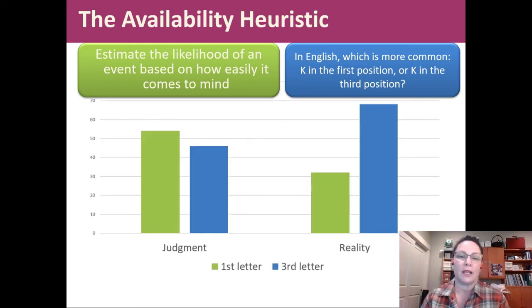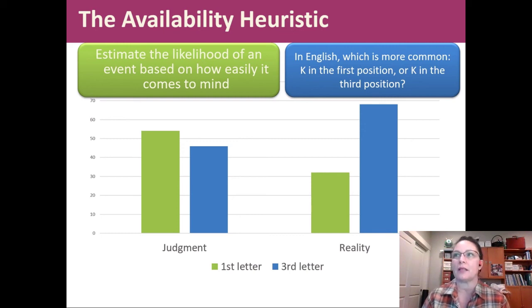And in the research, what they found is that people judged, that's the left part of the panel, that K was the first letter more often than being the third letter. In reality, some poor grad student back in the day, this study was conducted in the 70s, had to go through the entire dictionary and find all the words that started with the letter K and then all the words that had K in the third position. And in reality, it's much more common to have a word with K in the third position.